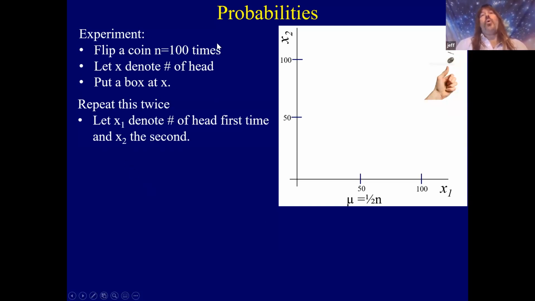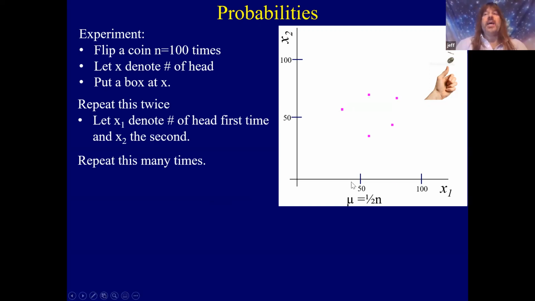Let's flip a coin 100 times, and that will be our value. The number of heads is our value x1. And then we flip it 100 times again, and that will be our value x2. And we put a little square dot here for x1 and x2. We want to see what pattern arises there. So we keep doing this and we have different results.